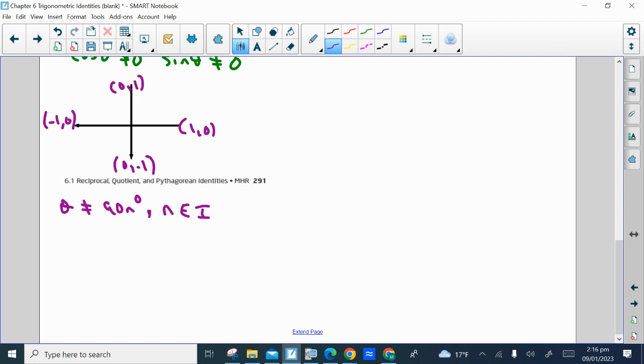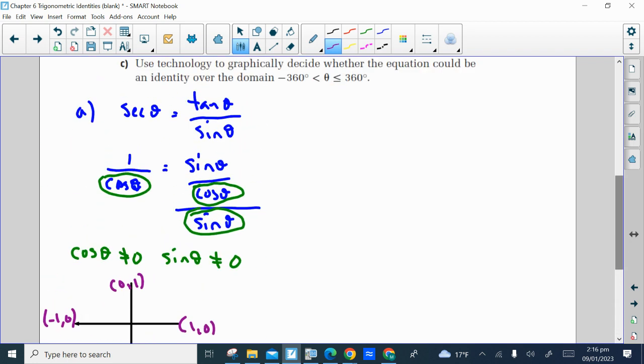So theta cannot equal 90n degrees, where n is an element of the integers. Those are the restrictions on theta. Again, as we back up, see what we did to get there. Your restrictions come where the denominator equals 0.